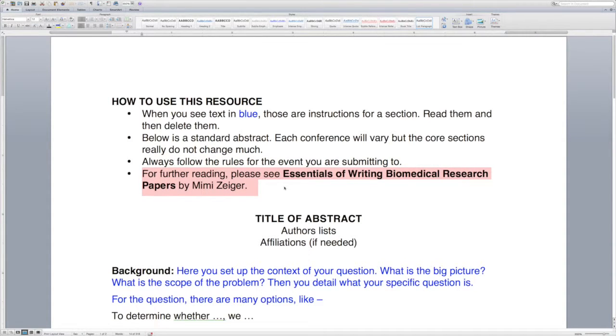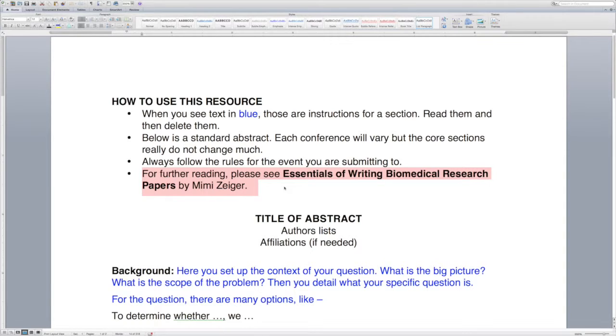So when it comes to any kind of science writing, I always like to recommend this book, Essentials of Writing Biomedical Research Papers by Mimi Ziegler. You can get it on Amazon.ca or .com. And it's a wonderful book for breaking down the very essential points of writing any kind of biomedical research. Looking at papers, abstracts, that sort of stuff.